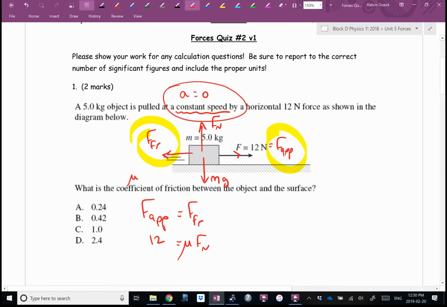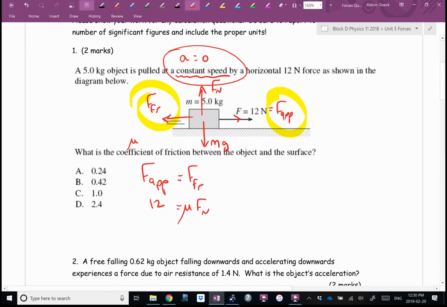How would I get the mu by itself? The coefficient of friction. How would I get that by itself? How will I move the normal force over? Divide what? I can't hear you, sorry. I think you're right. Okay, you divide the normal force over. So I'm going to get this. Mu equals 12 divided by the normal force, although I don't know the normal force.